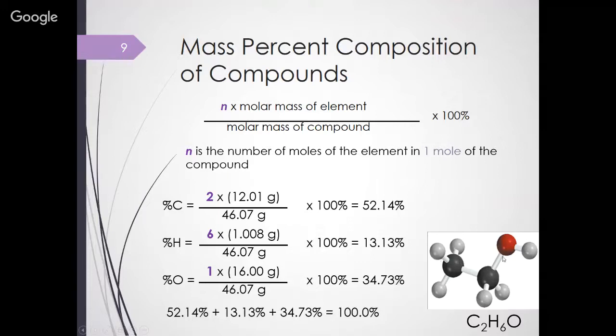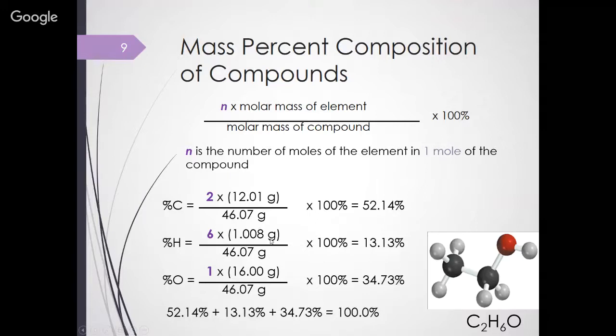Because I have my balls and my sticks here, and this is oxygen, that's hydrogen, and that's carbon, showing how they're connected. So if I have 2 carbon atoms, I take 2 times the mass of carbon found on the periodic table. I divide it by my molar mass, which says 2 times carbon plus 6 times hydrogen plus 1 times oxygen. Adds up to 46.07. So I multiply, I divide, I always multiply by 100 to get to a percent, 52.14%. Hydrogen, I have 6 hydrogen atoms.